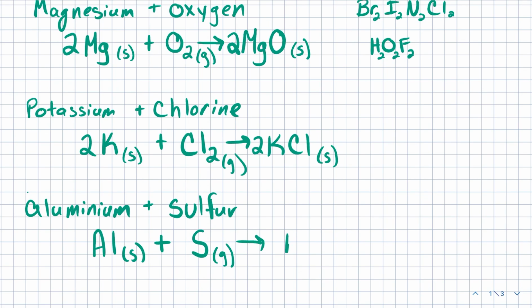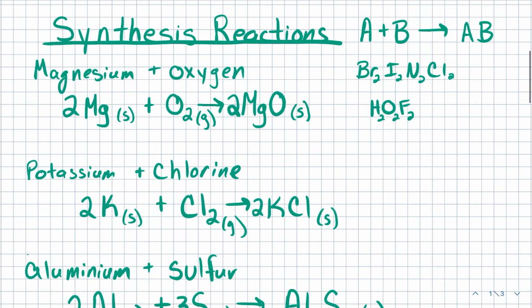However, when I come over here to write my formula, aluminum is a +3 and sulfur is a -2. So that means it's going to have to be Al2S3. It's still an ionic compound. It's still going to form the crystal lattice, which is solid. To balance then, I need 2 aluminum over here, and I need 3 sulfur. And now I'm balanced.